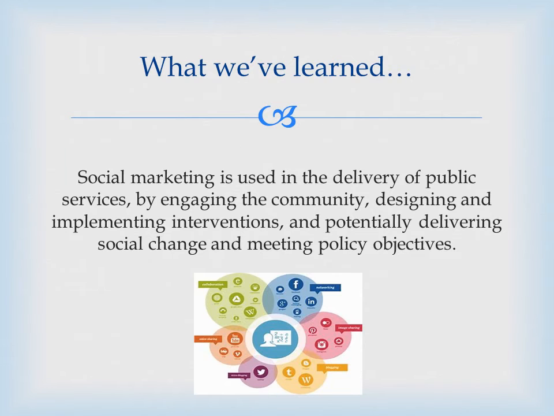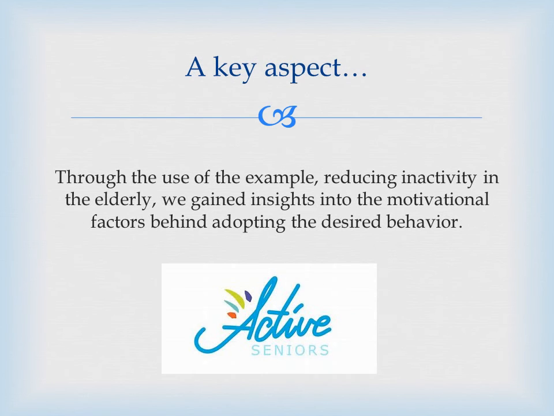So, what have we learned? Social marketing is used in the delivery of public services by engaging the community, designing and implementing interventions, and potentially delivering social change and meeting policy objectives. A key aspect: through the use of the example, reducing inactivity in the elderly, we gained insight into the motivational factors behind adopting the desired behavior.